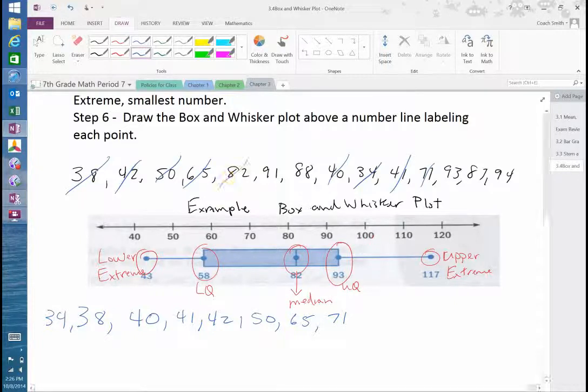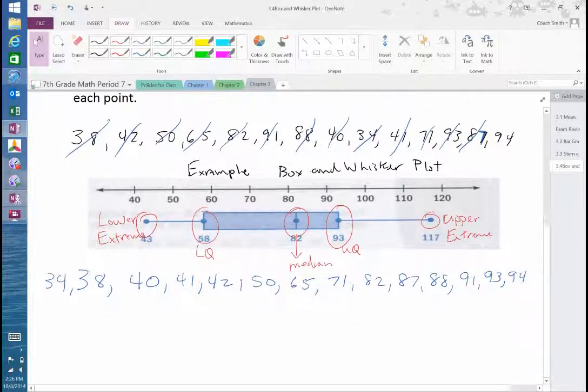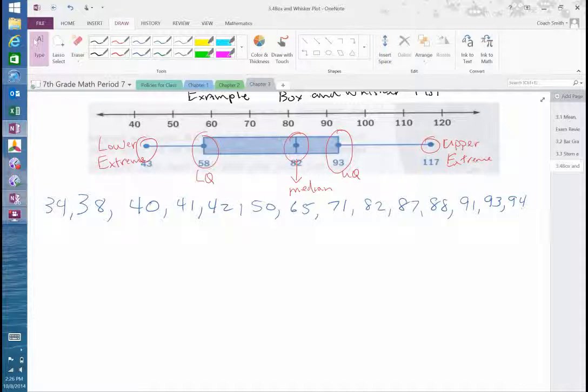So now we have 82. That's 87. 87. 88. And we've got 91, 93, 94. Okay. So now that we've put them in order, step 2, Tayshawn.